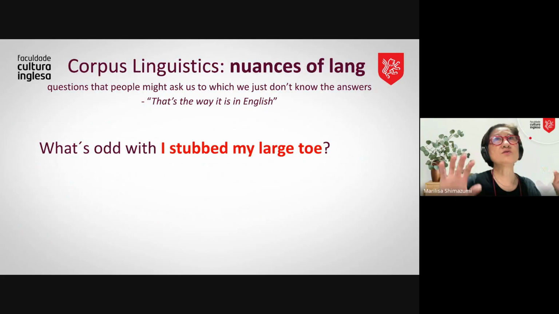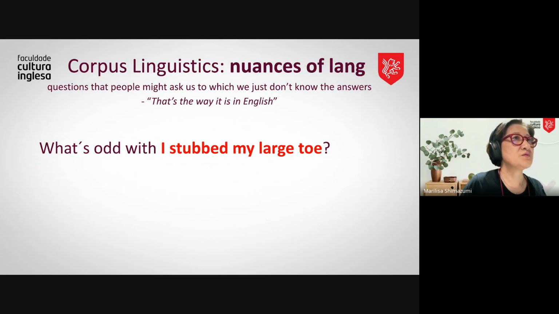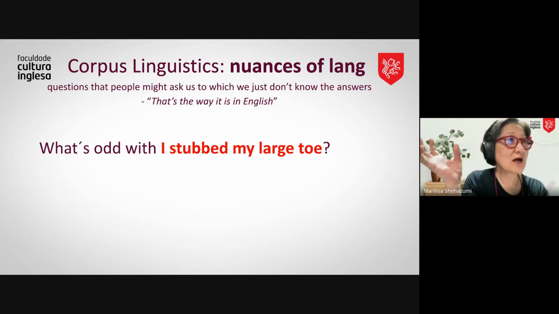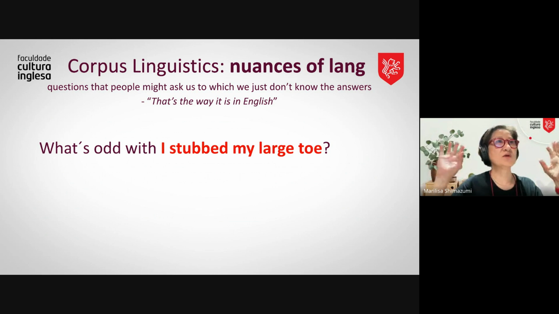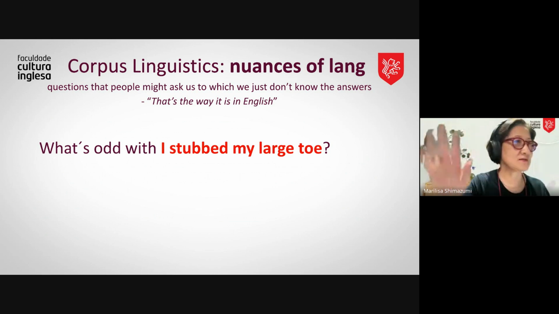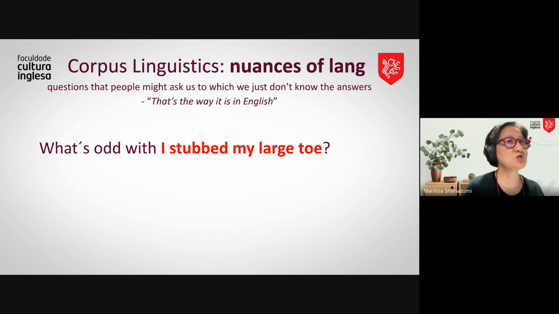And I'm coming to the end. When we talk about nuances of language, when we don't know how to explain it, we tend to say in our classrooms, come on, that's just the way it is in English. And when the student asks, teacher, why is this like this and this and this? We don't know. That's how language is. And this is true. These are the nuances of language.